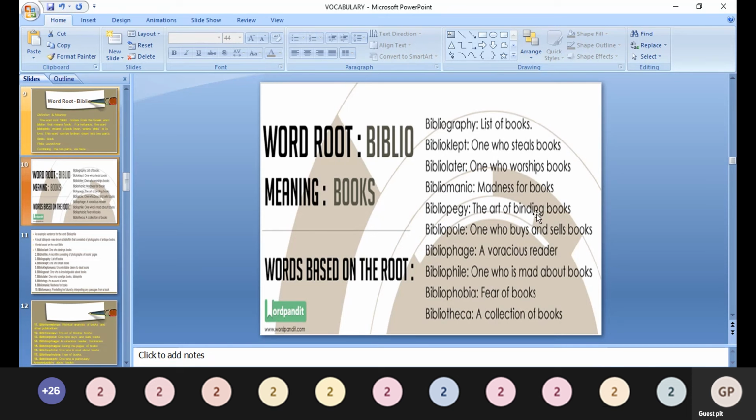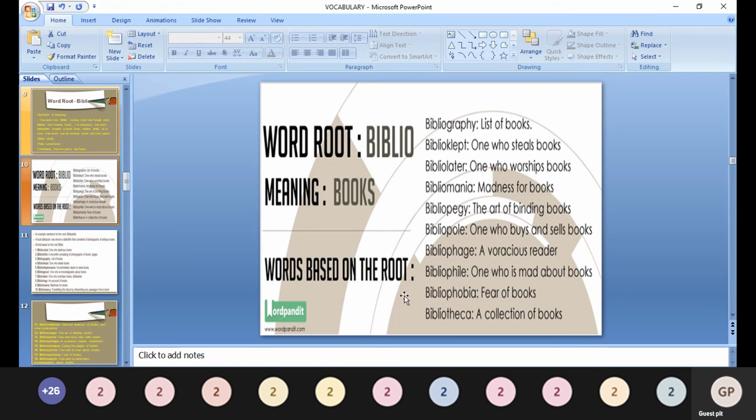Bibliopegy, the art of binding books. Then bibliopole, one who buys and sells books. Bibliophage, a voracious reader. So phage means a voracious reader. Bibliophile, a person who is mad about books, who loves books a lot.